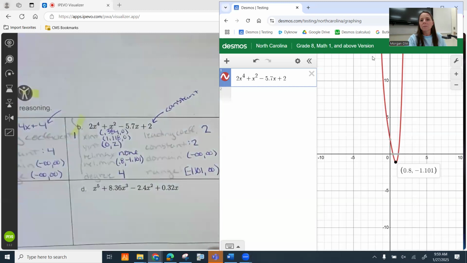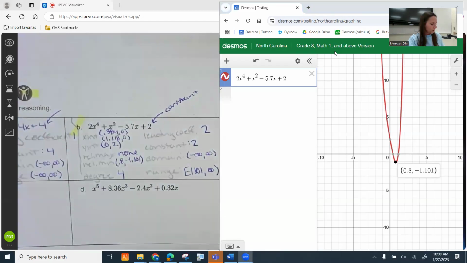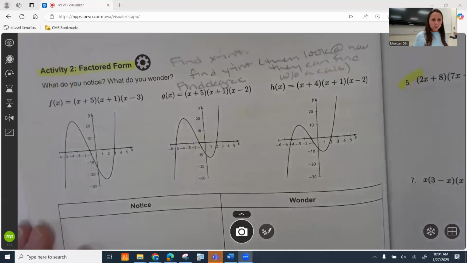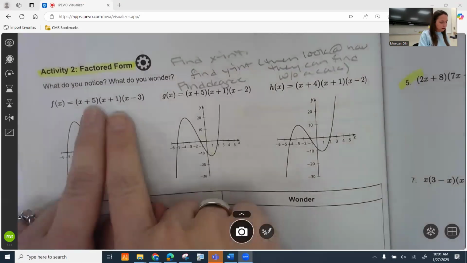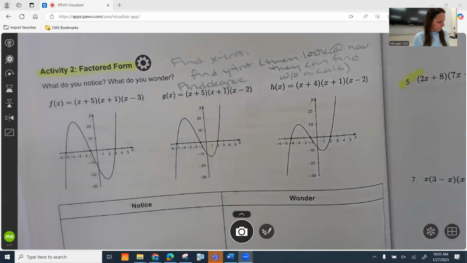All right, we're going to be continuing with polynomials some more. So make sure you flip it over and have your calculator ready. All right, so here we go. We're going to look at some more polynomials, but I want you to look at all of these. These are in factored form.